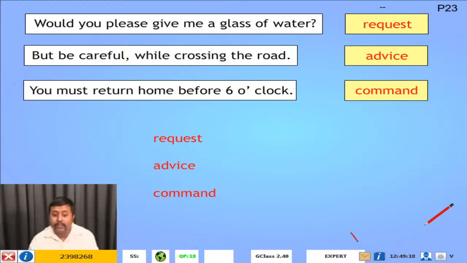Be careful while crossing the road. What is this? It's an advice. You must return home before 6 o'clock. What's that? It's a command.